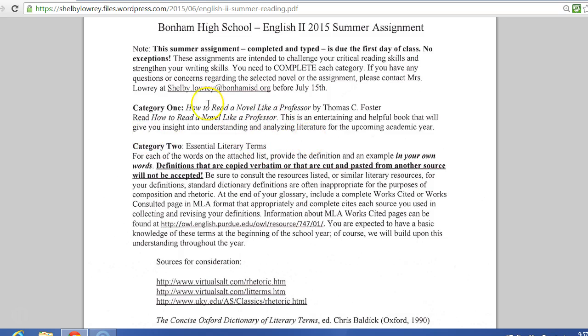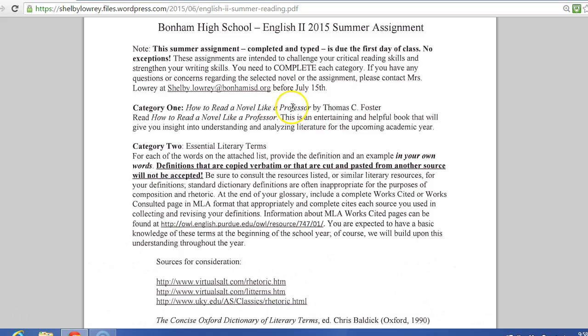So category 1, you need to read How to Read a Novel Like a Professor by Thomas C. Foster. This book is broken down by chapter, and it explains how to understand novels, plays, and poetry. For example, one chapter covers what it might mean if characters have a meal or break bread in a book or a play. This is just a great book to help you understand and analyze literature and poetry. It's really fantastic, funny, and entertaining.